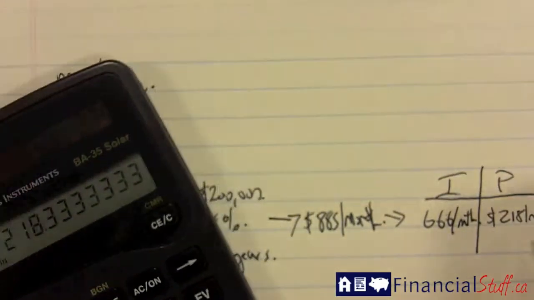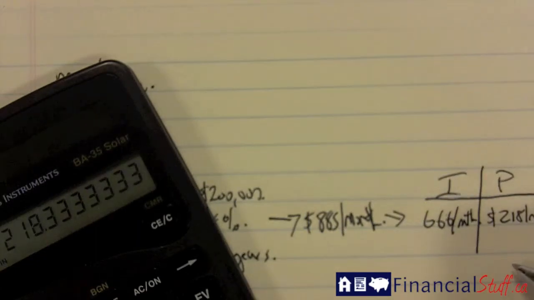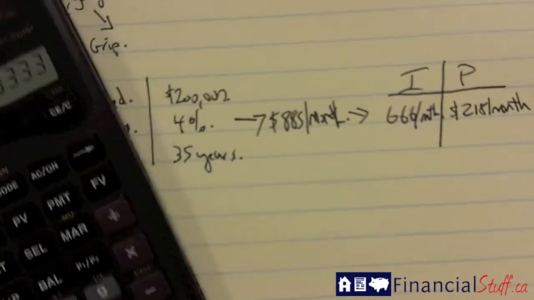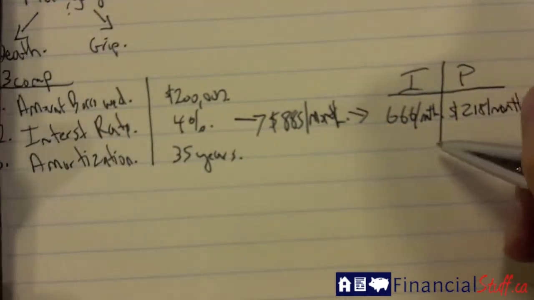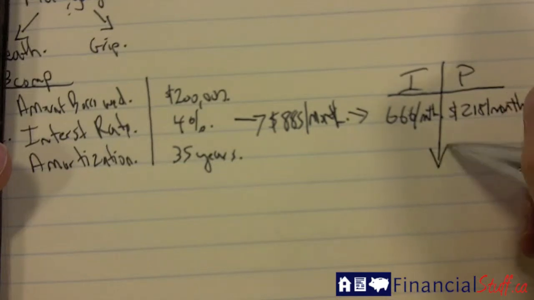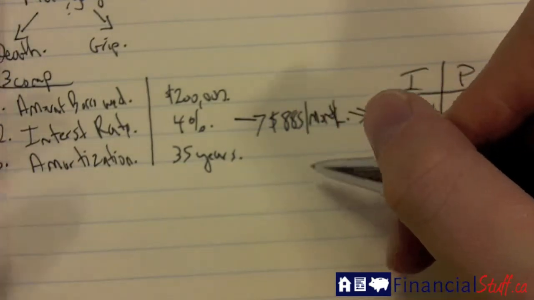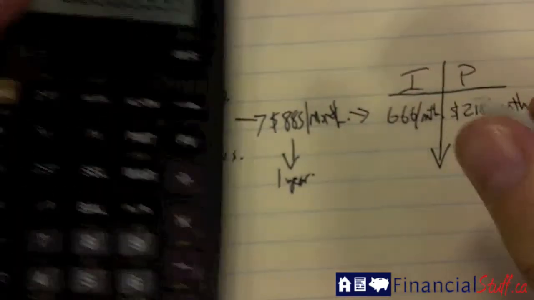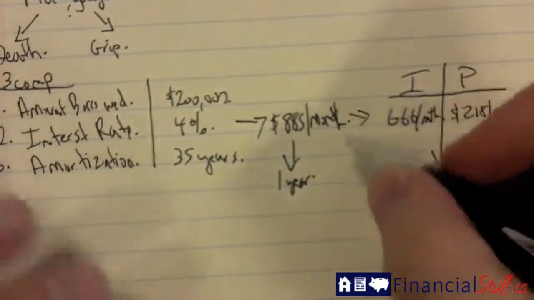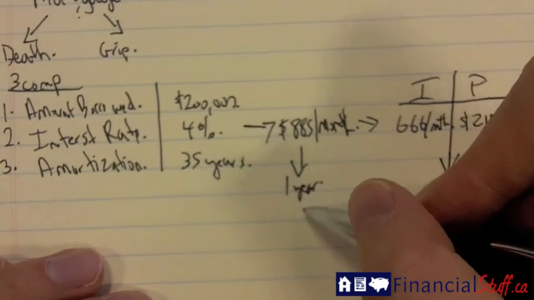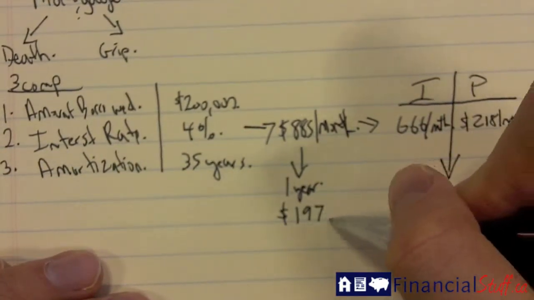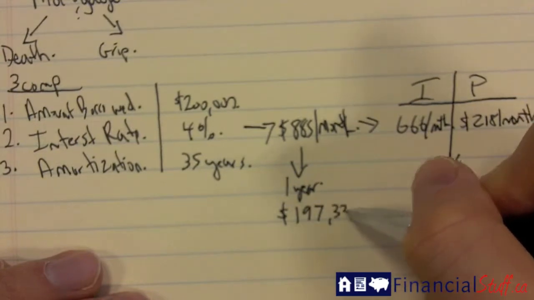Now, as we pay down our principal, it would mean that we would owe less, therefore we would be paying less in interest. So what I want to do is sort of show what happens a year from now. So after 1 year of paying down $885 a month, I already determined this, we would owe $197,331.